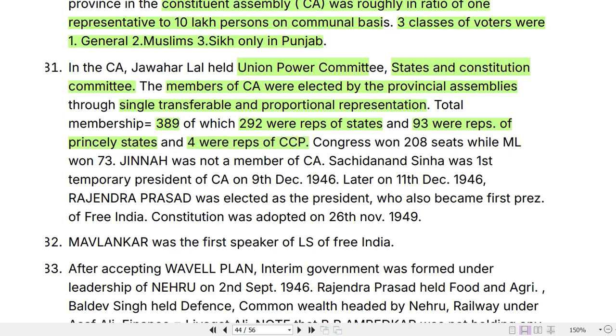Congress won 208 seats, while Muslim League won 73 seats. So इतना आपको पता होना चाहिए. Jinnah was not a member of the Constituent Assembly.